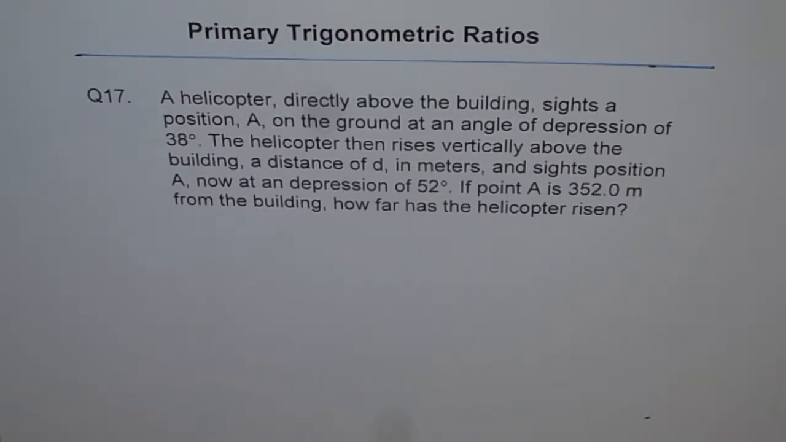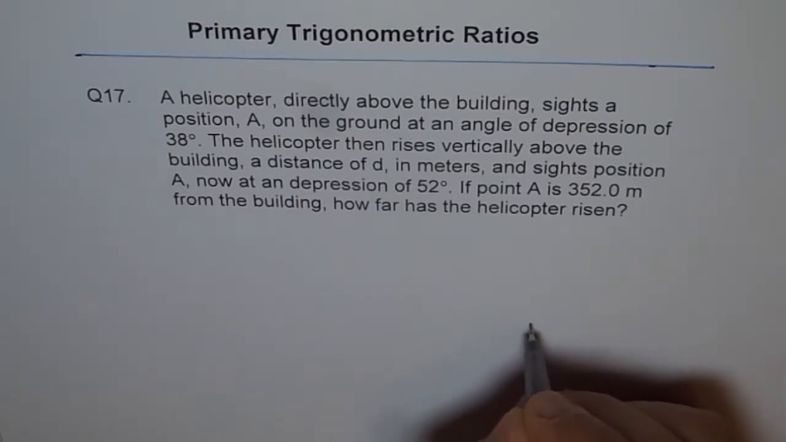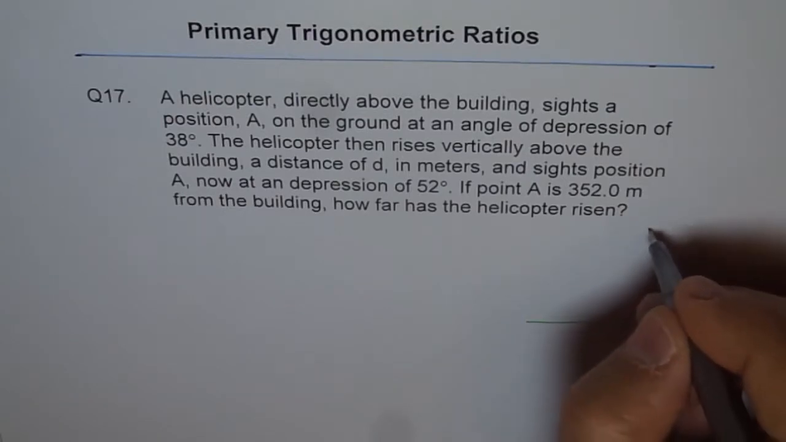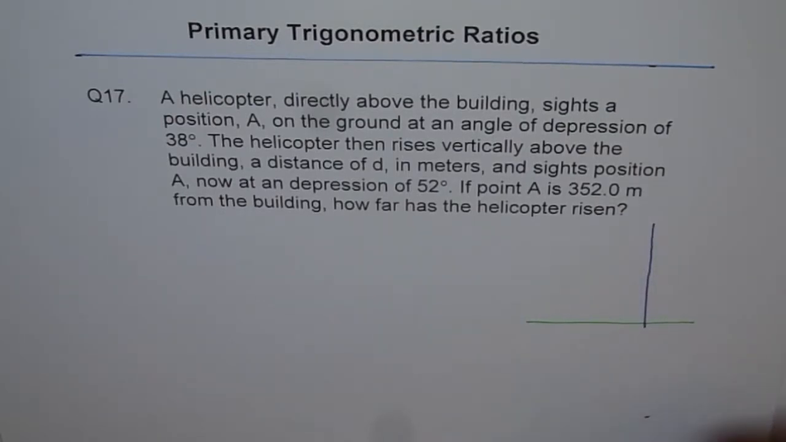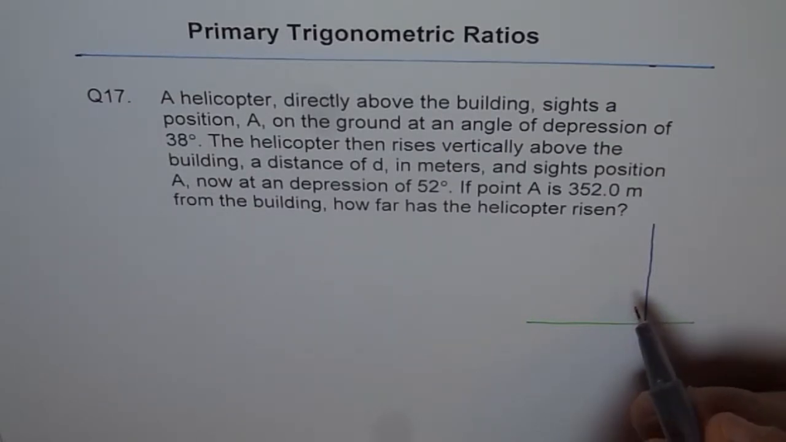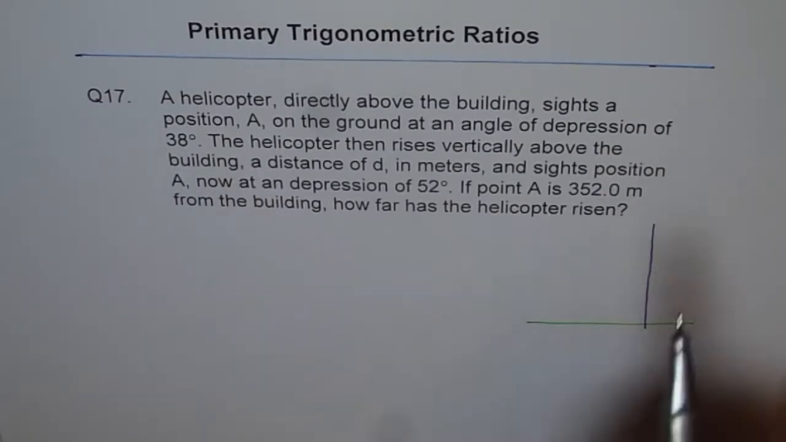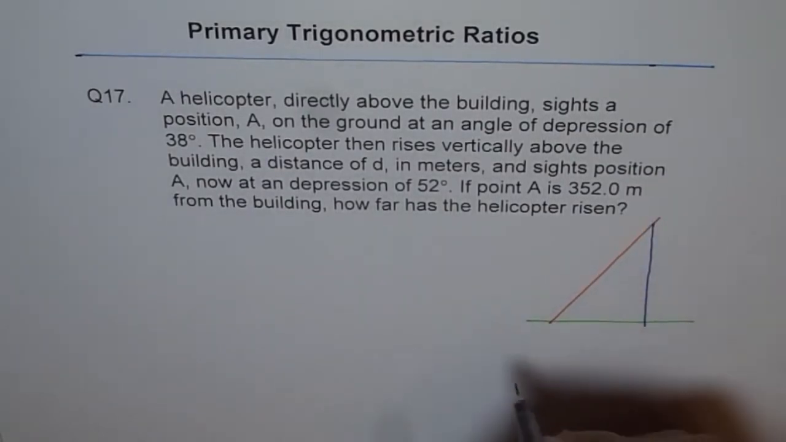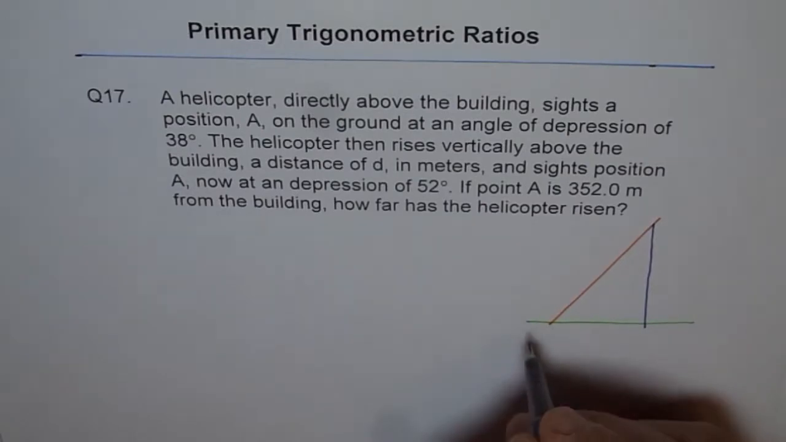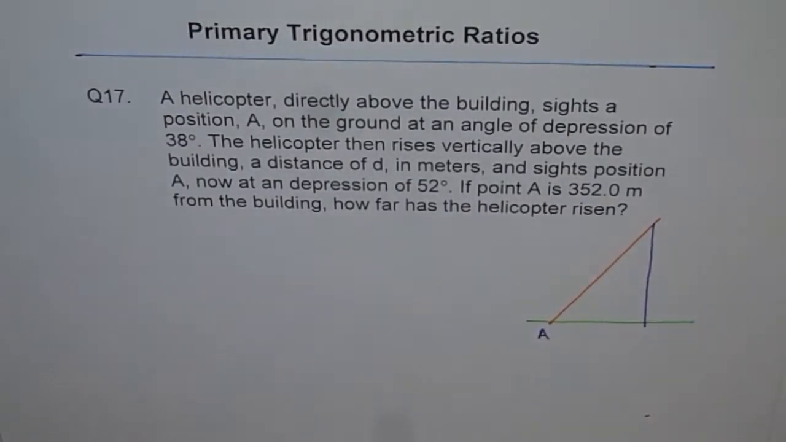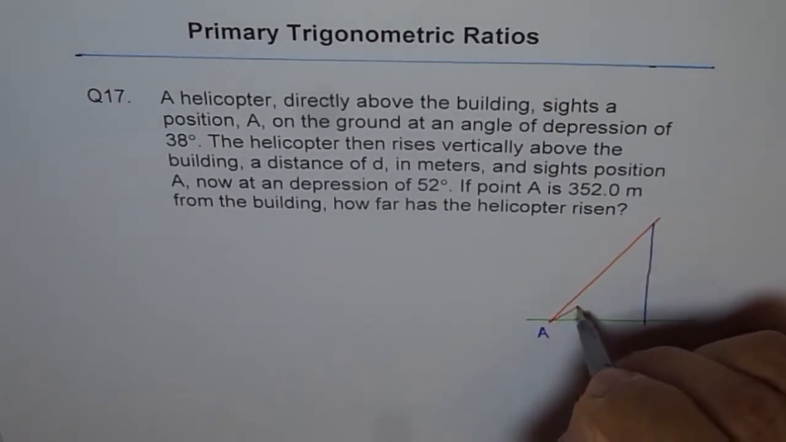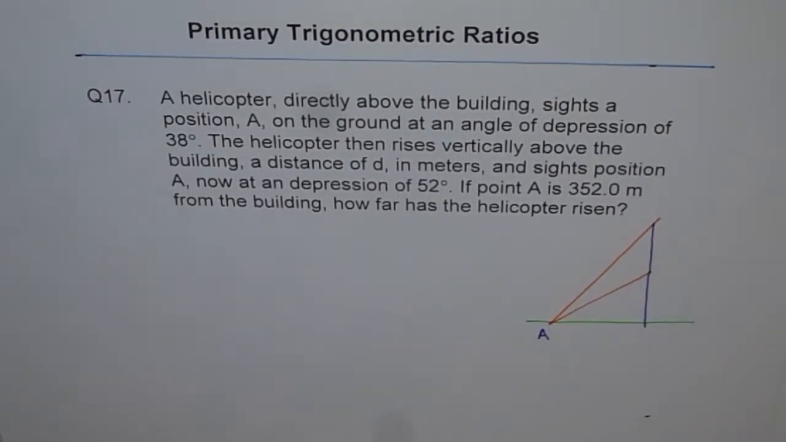That's a very interesting question. Let's try to sketch it first, right? So let's say this is the ground level and the helicopter is somewhere on this path. There are two positions for the helicopter, and from both positions the helicopter is watching a point A. Let's say this is the second position, and that is the point A for us. This is from one position, and then let's draw this line. This is the earlier position.